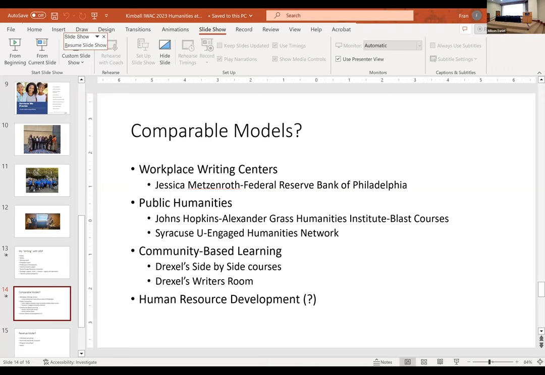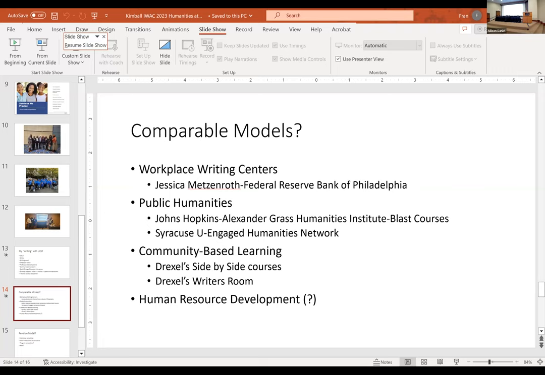I have also spent some time looking to see if there are comparable models. And again, maybe somebody can tell me that you know of one, but it's been a little bit hard to find. There is a movement for workplace writing centers, also oddly enough in Philadelphia, but a completely different milieu with the Federal Reserve Bank. She really describes a writing center that looks just like a university writing center, but it's at this bank. A little different from what I'm doing. There's the public humanities movement, which I've gotten involved with. Here's just two examples that are doing some interesting kinds of things.